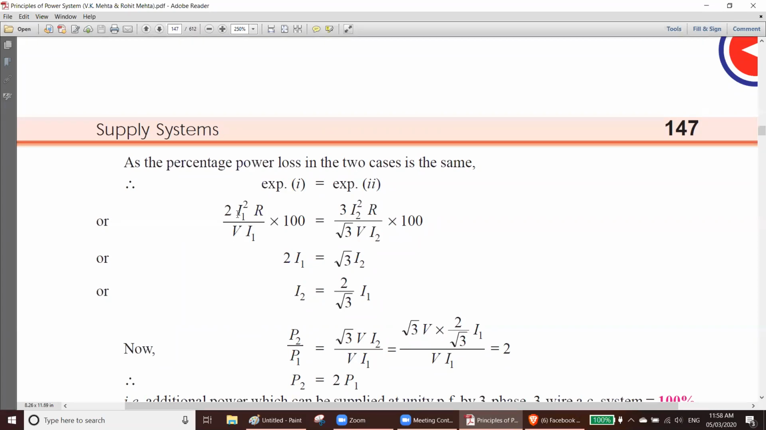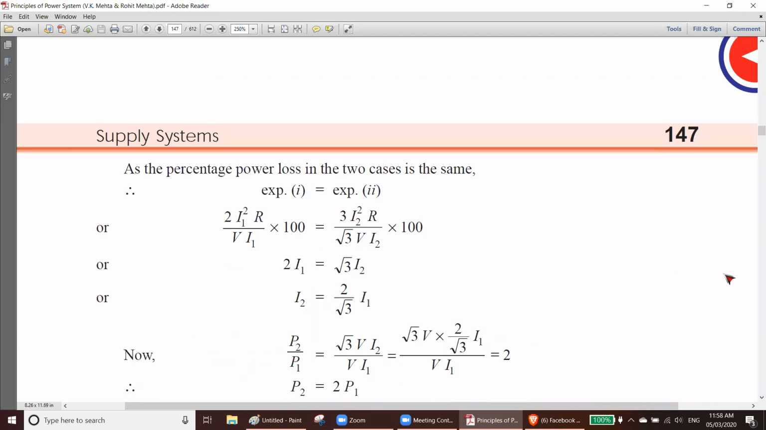That means 2I1 in the numerator. Here you have 3I2 over root 3I2, because you have root 3 and you have 3, so they will be reduced, and you are left with root 3I2. So the only thing left is 2I1 is equal to root 3I2, right? Now, what we have to find out, let's see again.